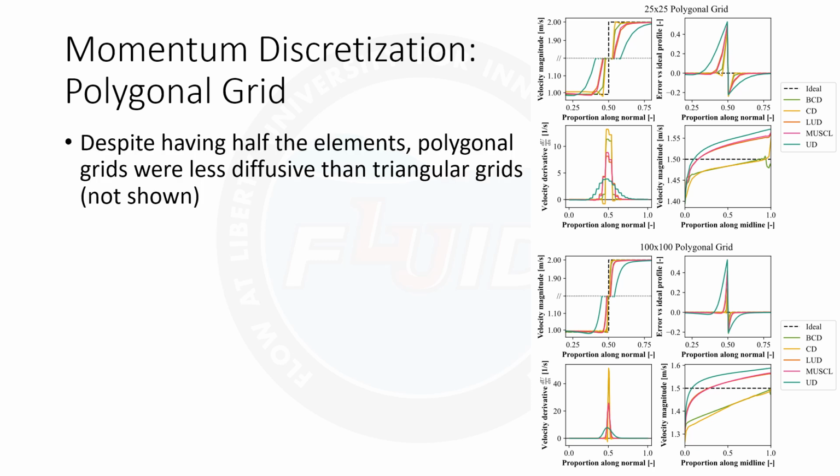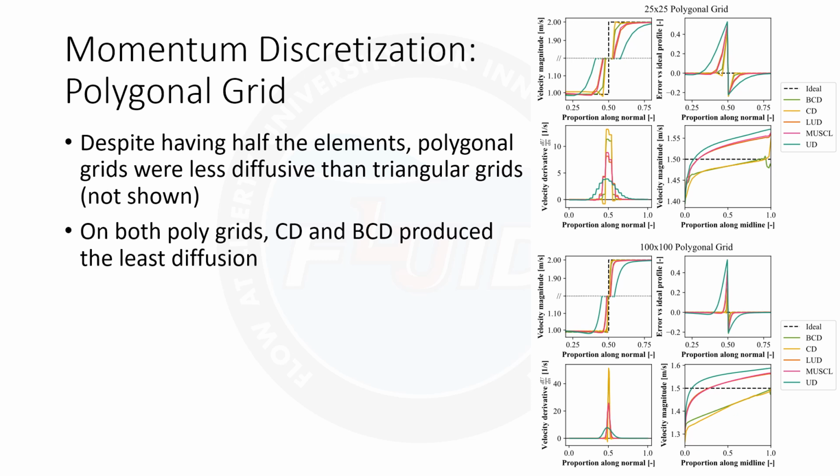We won't talk about the triangular grids here just because, despite having the same element count when you convert from a triangular to a polygonal grid, we found that the polygonal grids were less diffusive and even less dispersive than the triangular grids. So from this consideration, there's really not a reason to use a triangular grid.